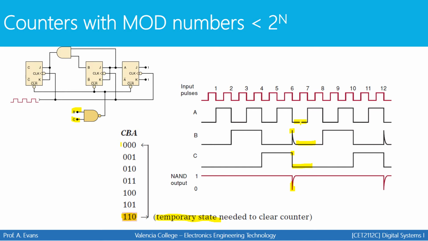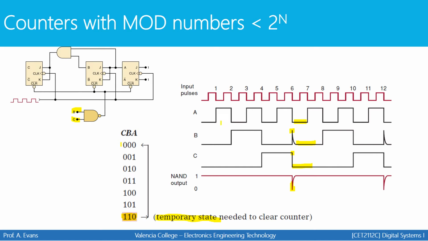They're all set back to 0, 0, 0, and it begins counting up again. So this is what the waveform might look like. We actually call this a glitch. It's a little blip. It happens so fast that you can almost not measure it. You almost can't capture it.